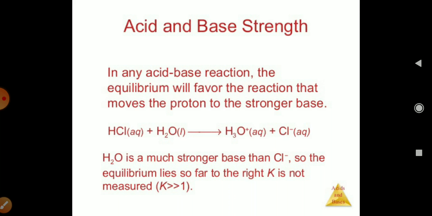Now, what is acid base strength? How do you find out the acid base strength? In any acid base reaction, the equilibrium will favor the reaction that moves the proton to the stronger base. Like in this reaction, HCl in aqueous solution plus H2O as a liquid will give H3O plus in aqueous plus Cl negative in aqueous. Here the H2O is a much stronger base compared to Cl negative. So the equilibrium lies so far to the right side that K is not measured, because K is very much higher than 1.